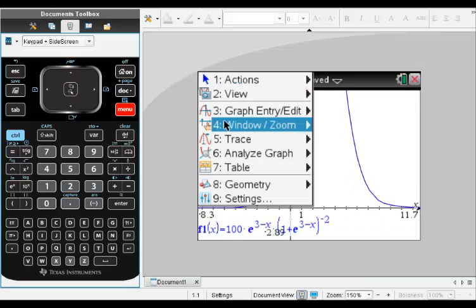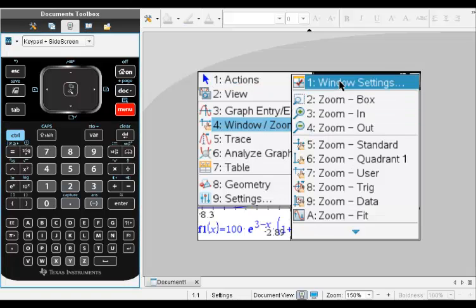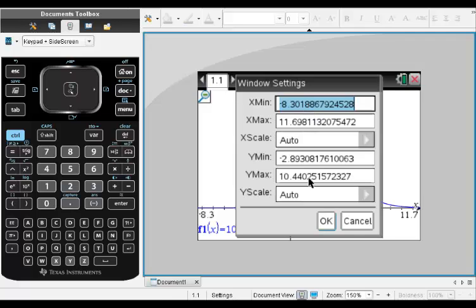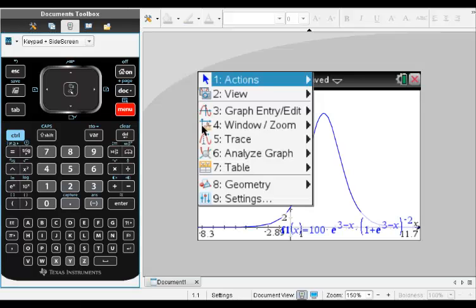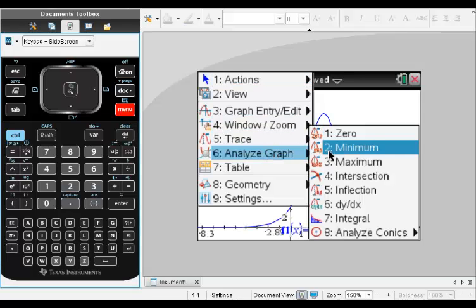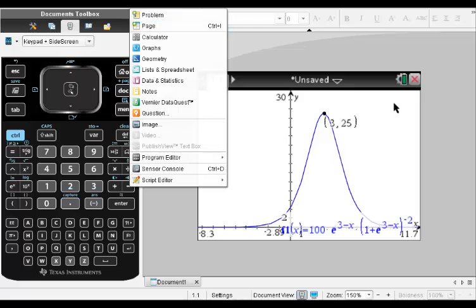So let's change that window. Whoops. And let's see. What if we go out to 30? Perfect. So here's our graph, and what we want to do is find the max value of that. So we're going to analyze this graph for a maximum, and we're going to tell it to start and stop. And so we get a maximum value of 325. Well, what does that mean?